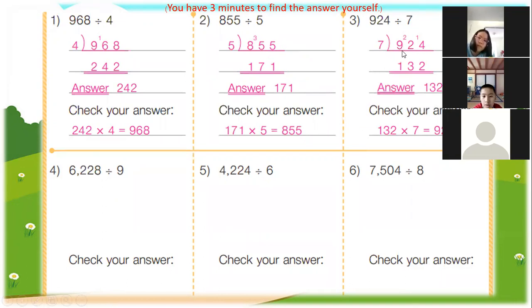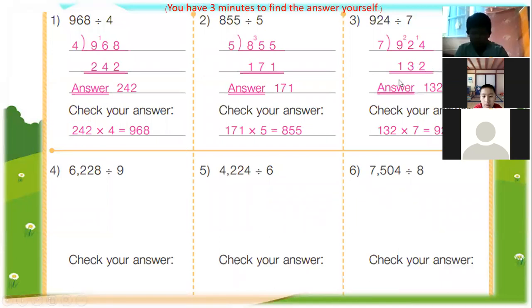We can see here at the 100 place we have 9, which is greater than the divisor. So 7 multiplied by 1 is equal to 7. So 9 minus 7 is equal to 2. 2 will carry over to the 10th place. Now we have a total of 22 tens. Now 7 multiplied by 3 is equal to 21. 22 minus 21 is equal to 1. So 1 will carry over to the 1 place. Now we have at the 1 place a total of 14 ones. Okay. So 7 multiplied by 2 is equal to 14.